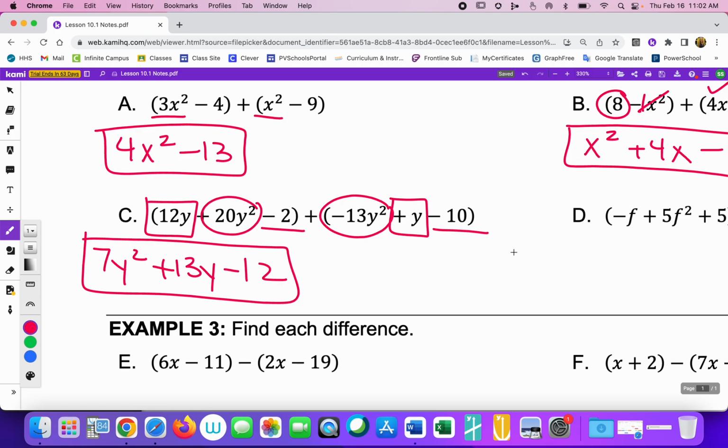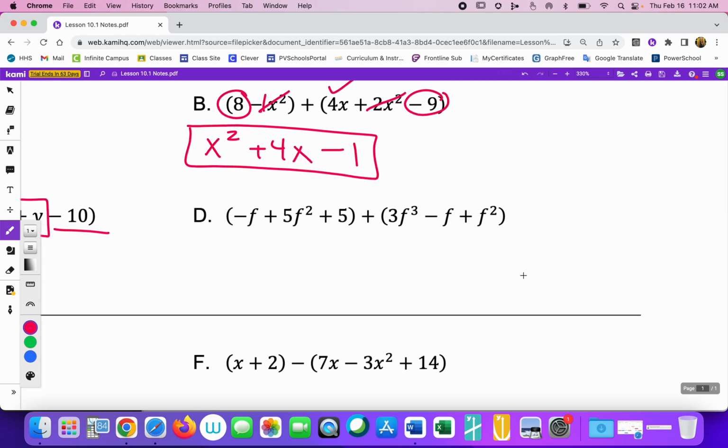I want you to try it on your own. Start with your highest degree and work your way down. Anyone have an answer? If you're still working, keep working. Lizzie, what do you have? 3f cubed plus 6.